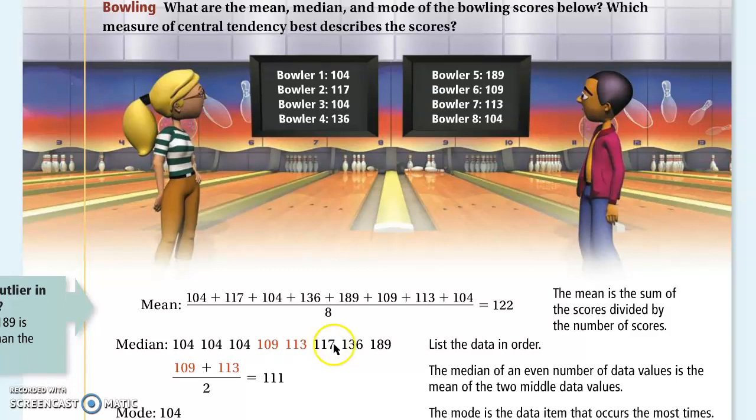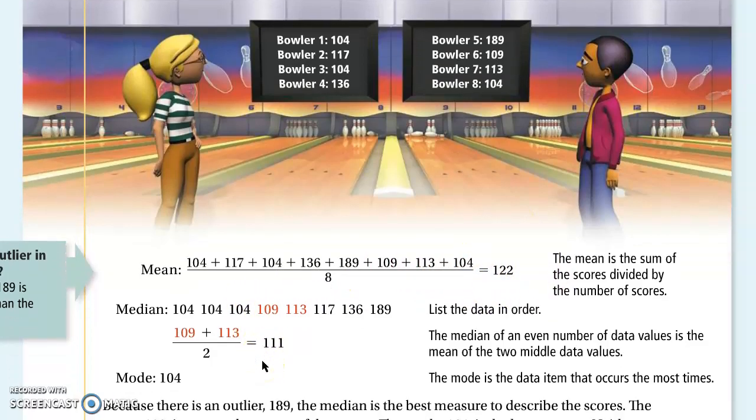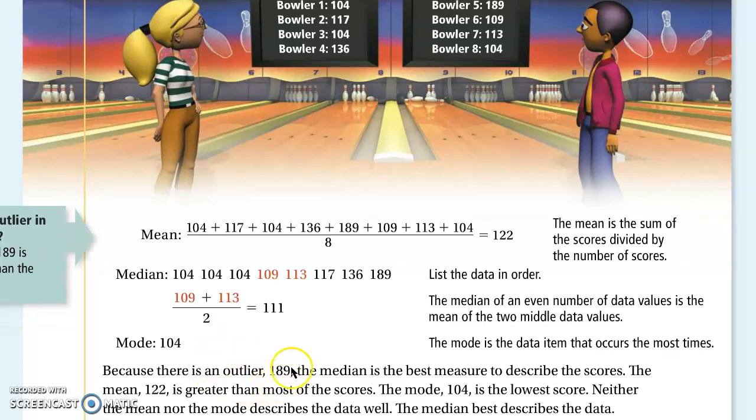So last question, it says, which measure of central tendency best describes the scores? So what is the best depiction of these scores? Would you find the average? Would you find the median? Or would you find the mode? Well, because there is an outlier, 189, because somebody scored so much better than everybody else, the median is the best measure to describe the scores. Basically the idea is 189 is going to inflate the scores. The average might not be the best way to do this.